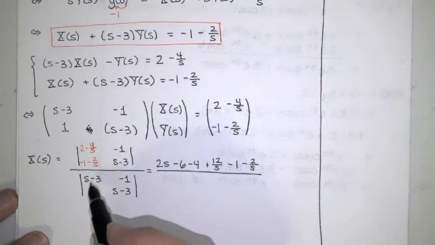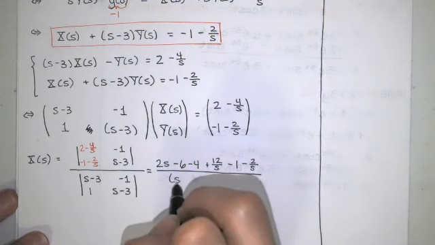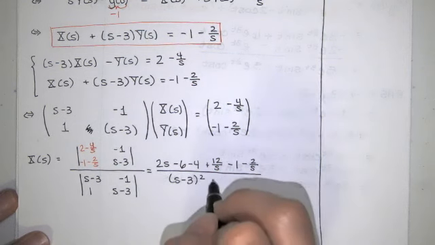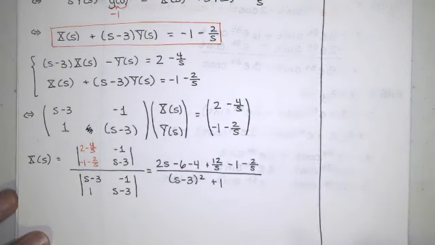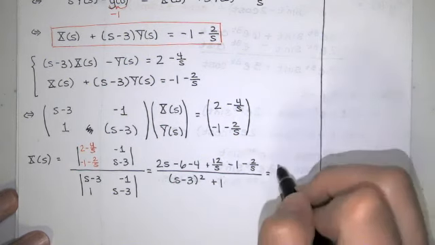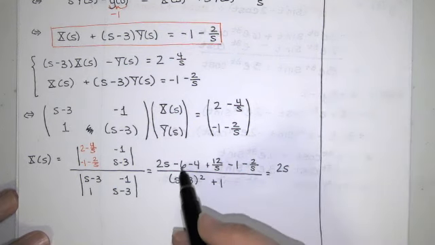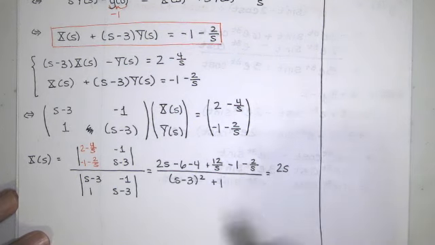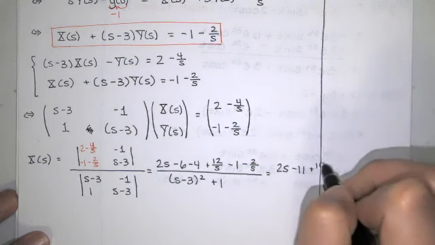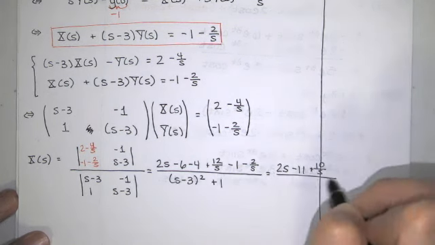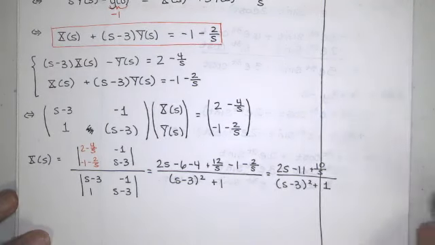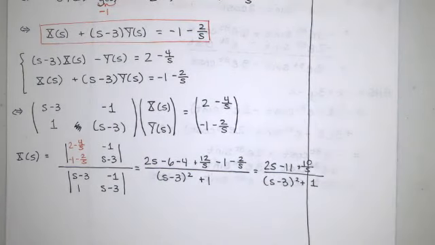In the denominator, we have s minus 3 times s minus 3. And then we're subtracting a -1, so that means we're adding 1. And then if we simplify this, we end up with 2s. And then I have -6 minus 4 minus 1, that's -11. And then 12 over s minus 2 over s is 10 over s. Okay, so that's x of s.